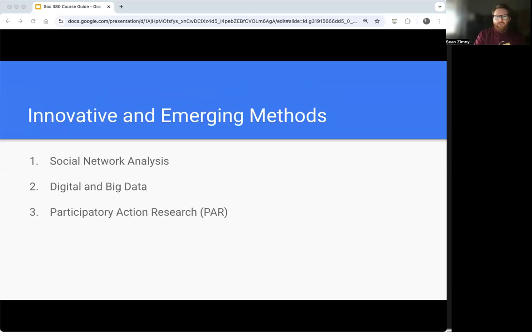Some innovative and emerging methods, just a couple of last quick things to mention on this. Social network analysis. So these are emerging methods and innovative methods in medical sociology. And this is where medical sociologists are studying the influence of social connections on health behaviors and outcomes. So an example of this would be analyzing how our peer networks, our friend networks, impact smoking. How do we stop smoking? Looking at support networks, how that impacts that.